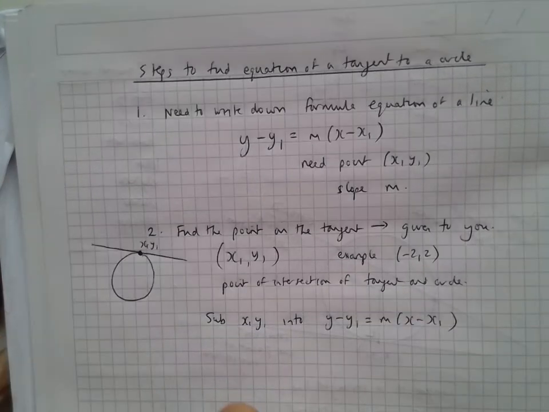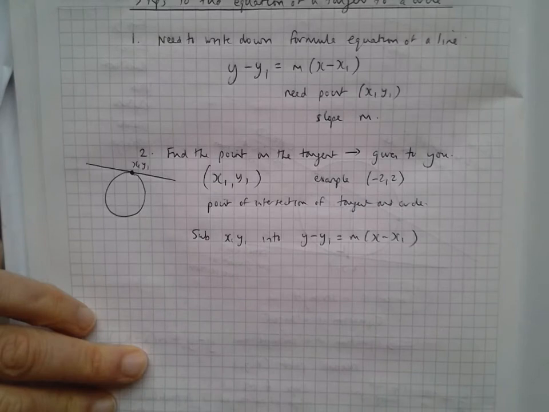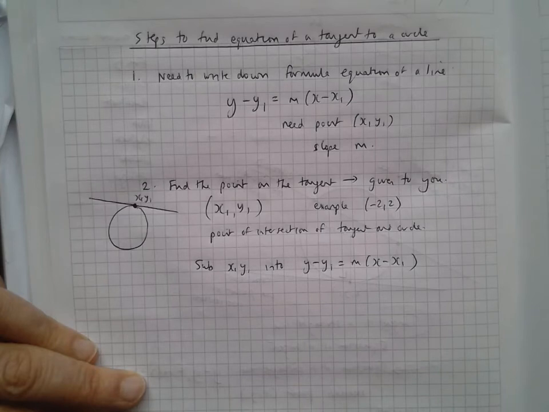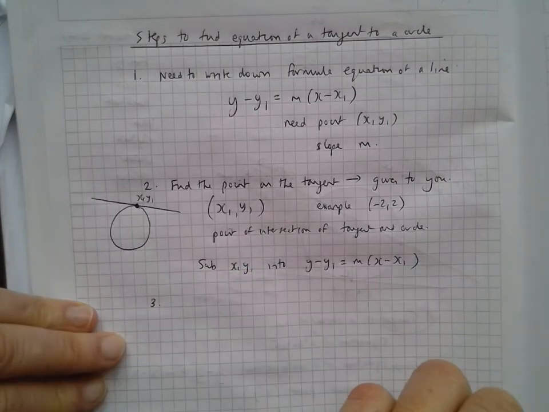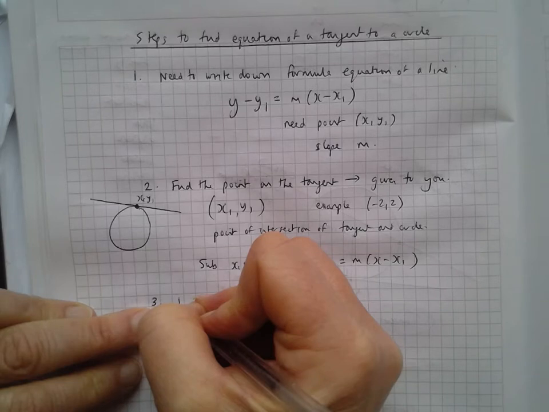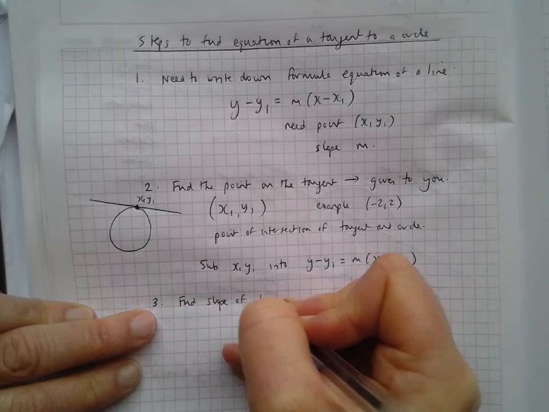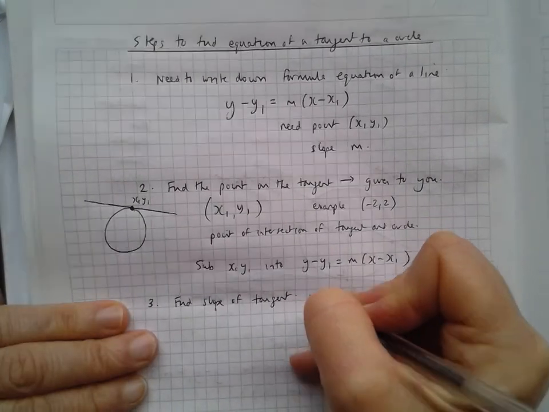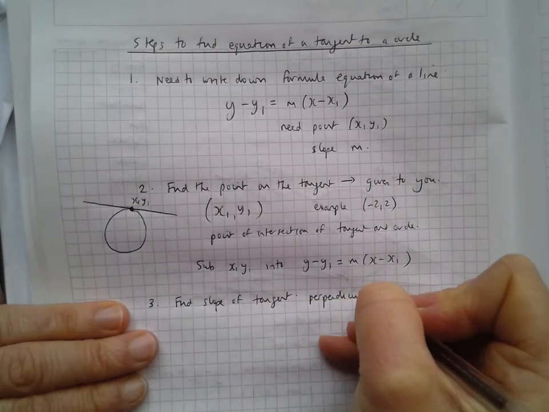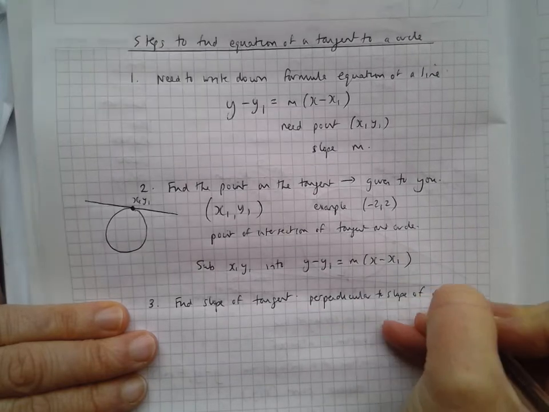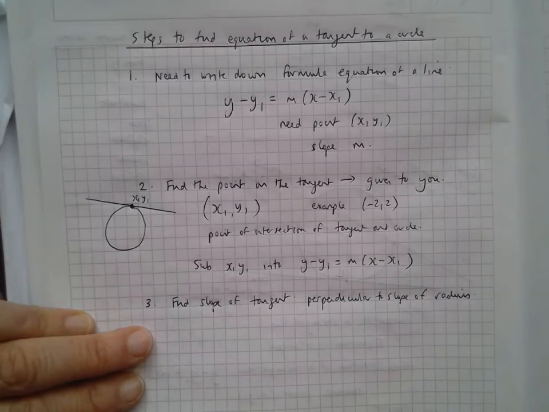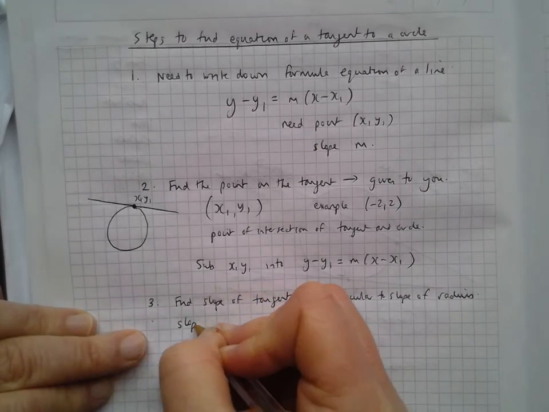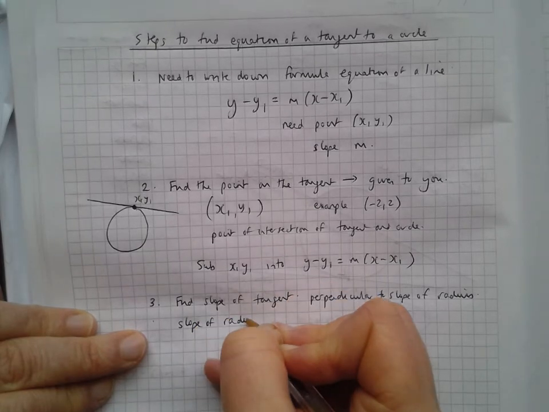Okay, just to get ourselves started. Now, because we've written down what we need to find the equation of a line, we now know that we need to find the slope of the tangent. And we know that that's perpendicular to the slope of the radius. So our next step is to find the slope of the radius using y2 minus y1 over x2 minus x1.